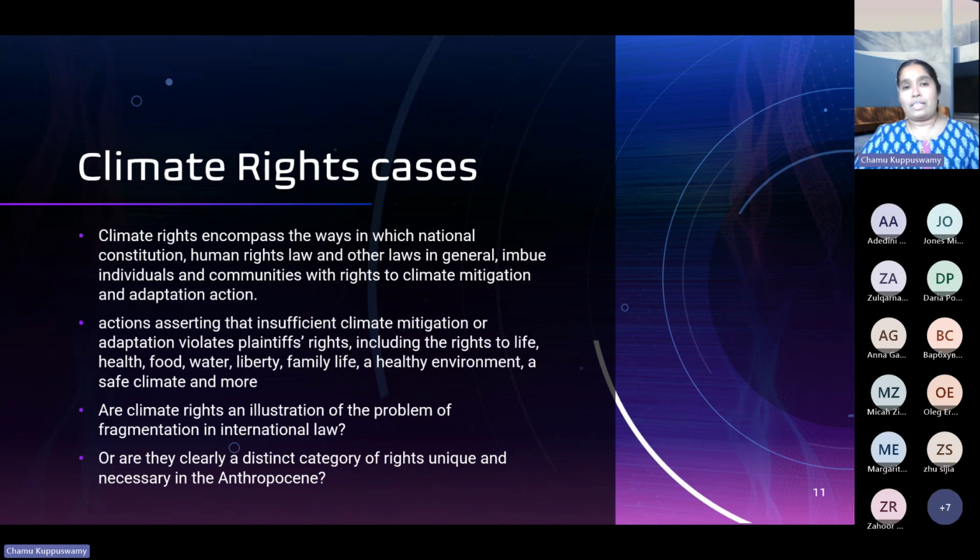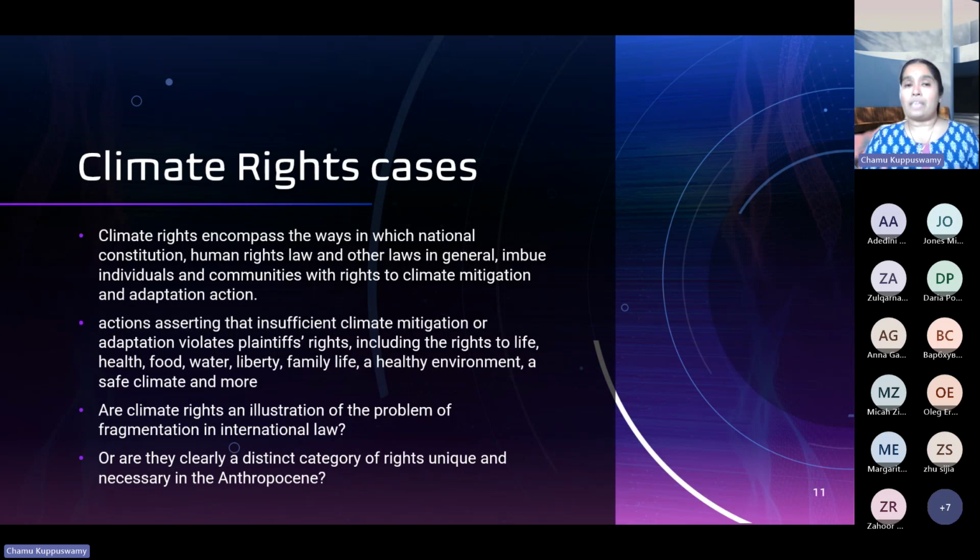So climate rights encompass the ways in which national constitutions, human rights laws, and other laws in general imbue individuals and communities with the right to climate mitigation and climate adaptation action. So this is an interesting shift.